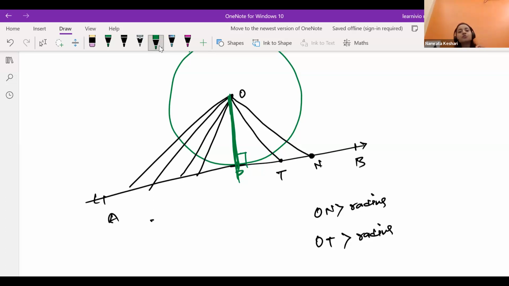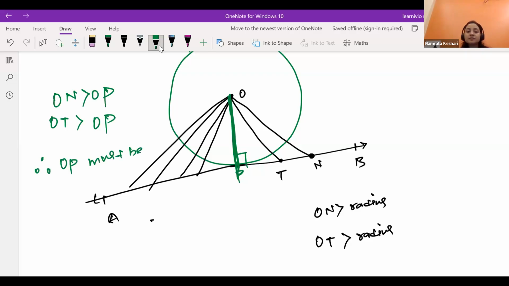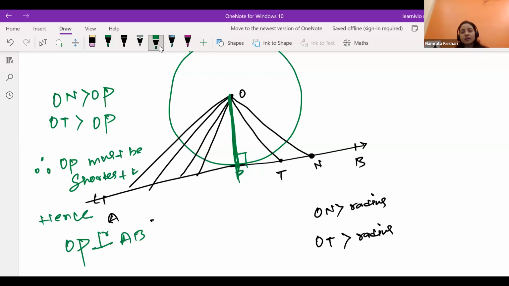So the proof of this theorem is: since ON is bigger than OP, since OT is bigger than OP, therefore OP must be the shortest distance, and hence it is perpendicular. Hence OP is perpendicular to the tangent AB. Is it clear to both of you? Yes, ma'am. This much we covered in yesterday's class.